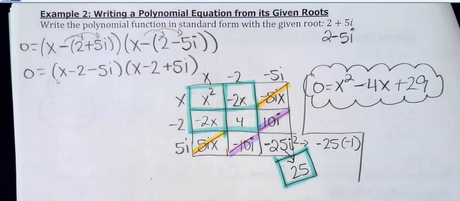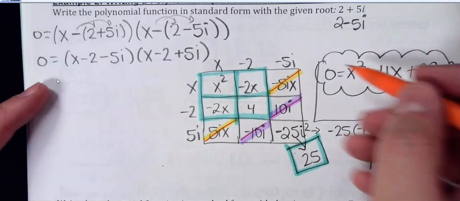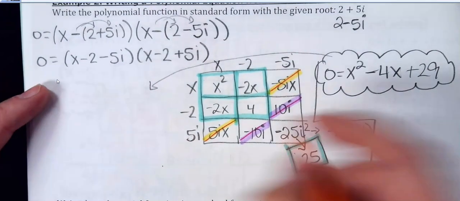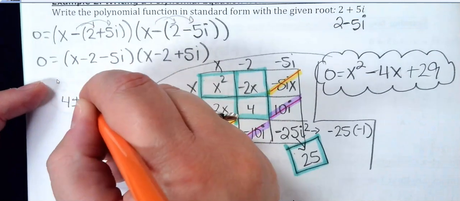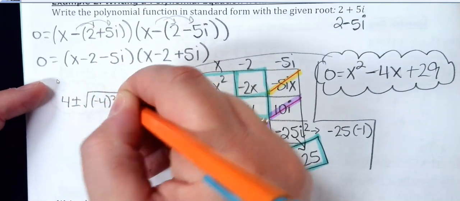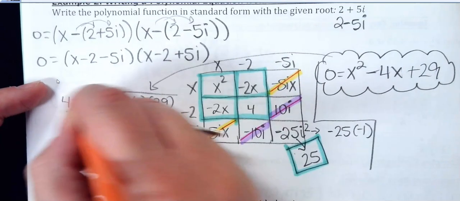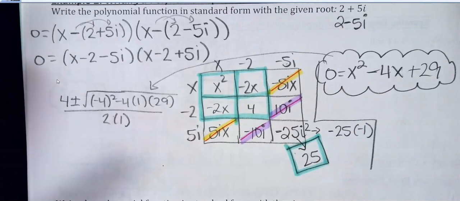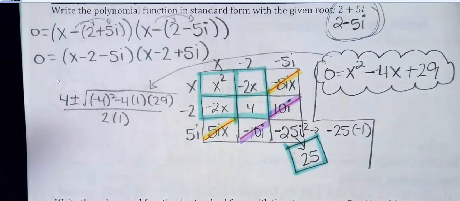Now, you absolutely do not have to do this, but I just want to show you real quick. I'm going to come over here in this space and use the quadratic formula on that real quick. If I do that, I'm going to get 4 plus or minus the square root of negative 4 squared minus 4 times 1 times 29, everybody over 2 times 1. Now, if I did this correctly, my two answers should be what they told me originally in the problem, right? Because we were working backwards from that.